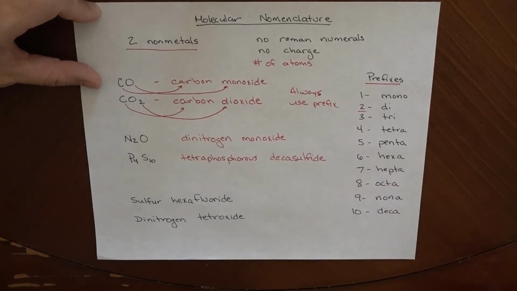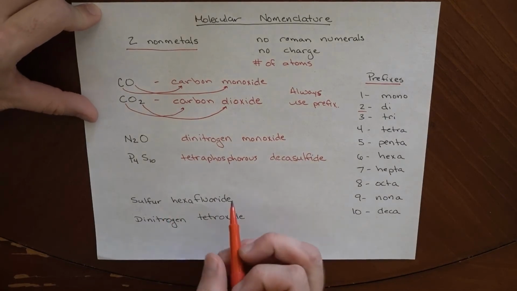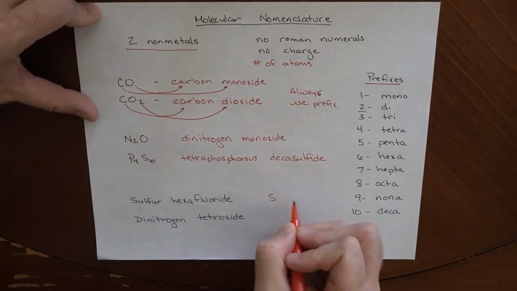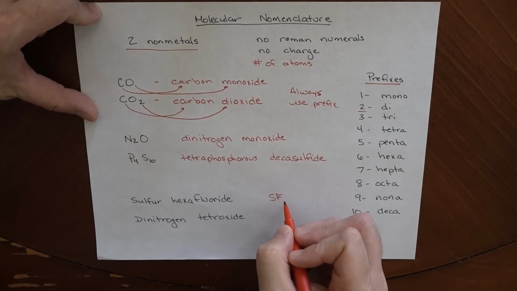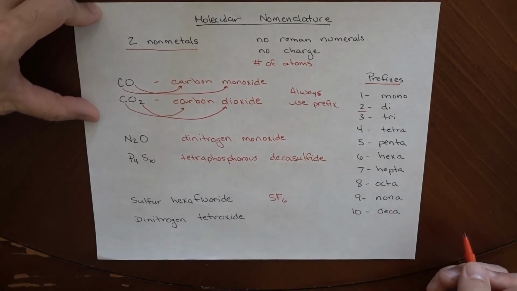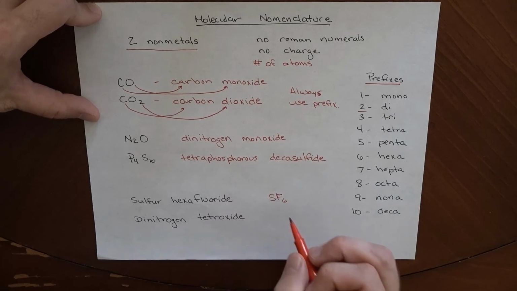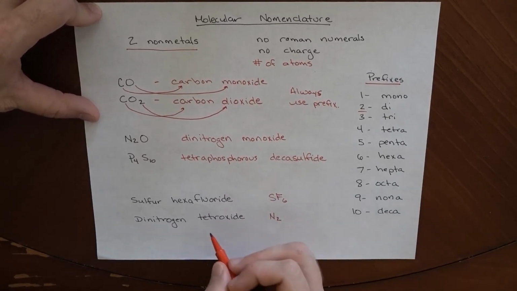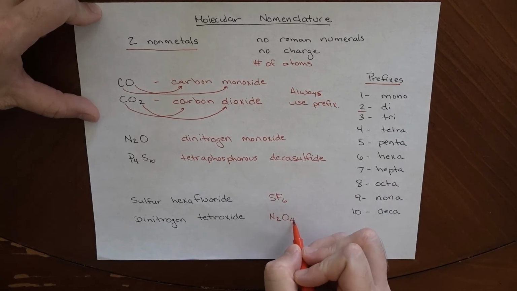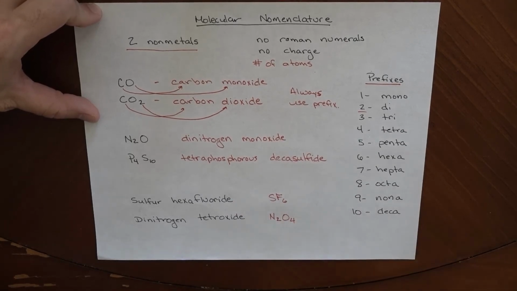And then going from a name to a formula, sulfur, that tells us there's only one because it's not disulfur or anything. Hexafluoride, so that fluorine is the second element, and there are 6 of them. Dinitrogen tetroxide. Dinitrogen means I've got 2 nitrogen, tetroxide, oxygen, 4. All right, so that's pretty straightforward.